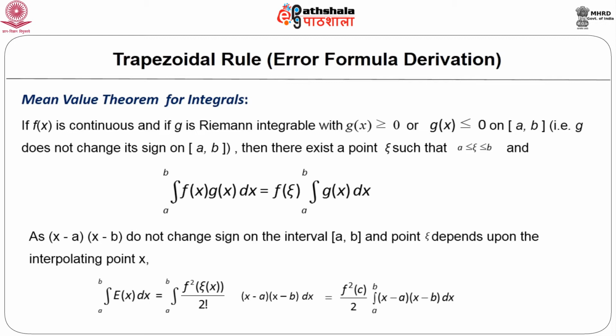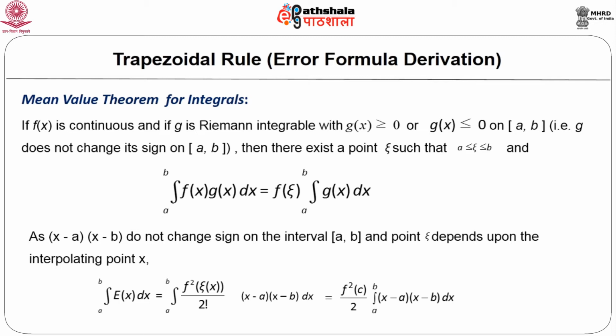As x lies within a and b, x minus a is throughout positive, x is greater than or equal to a, and x is always less than or equal to b, so x minus b is throughout negative. And so, (x minus a)(x minus b) is throughout negative on the interval a to b, so it does not change its sign, and that is why we can take out f''(xi) outside the integral sign. So, we get f'' at some point c, c lies within a to b, so f''(c) by 2 and integral a to b (x minus a)(x minus b) dx.